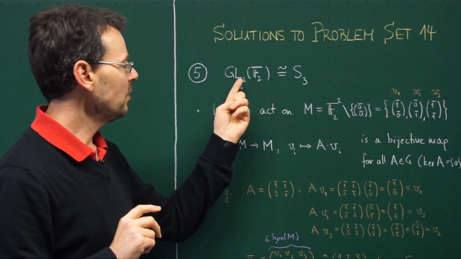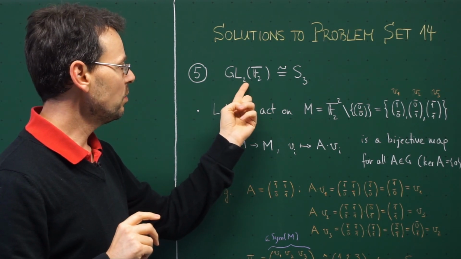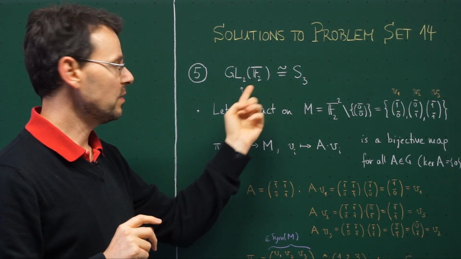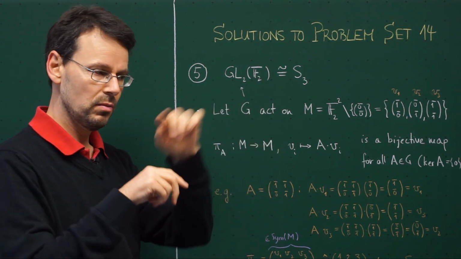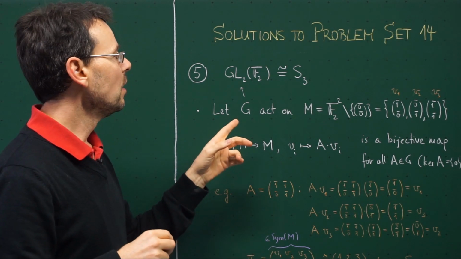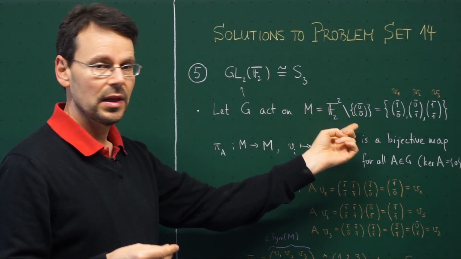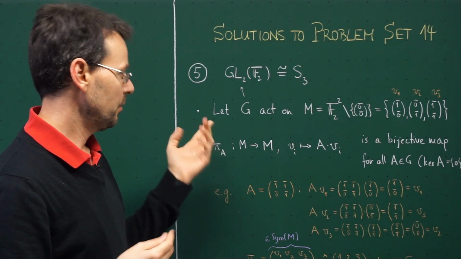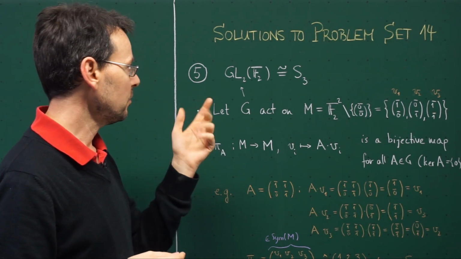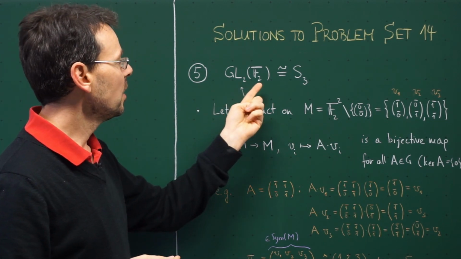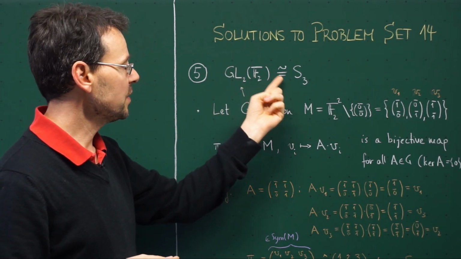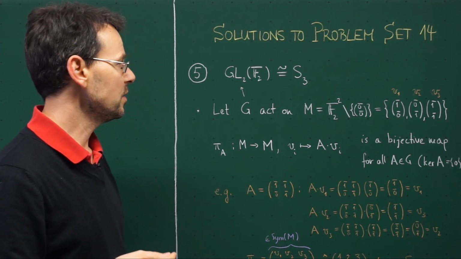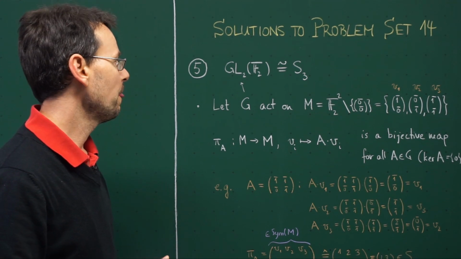So here we need to show that the general linear group of 2 by 2 matrices over the field F2, so the field with 2 elements, 0 bar and 1 bar, so just the residue classes Z mod 2 in Z, which form a field, that this general linear group here is isomorphic to the symmetric group of degree 3, or on 3 elements.